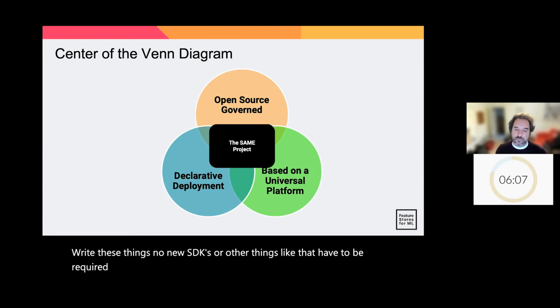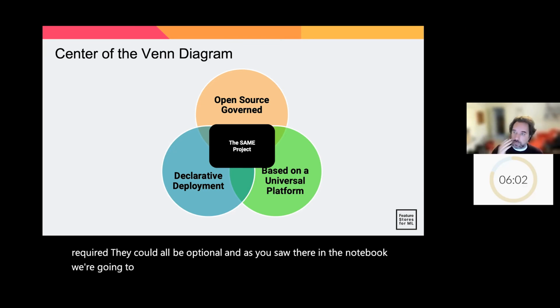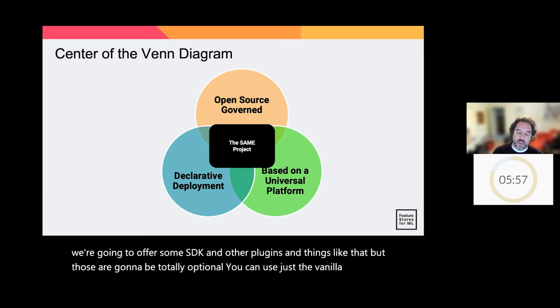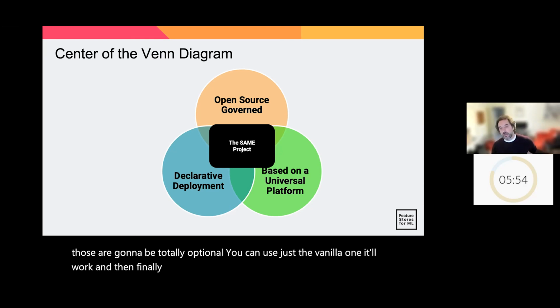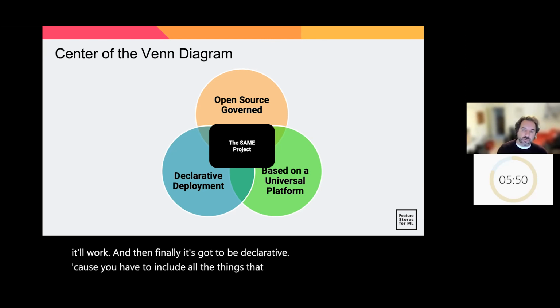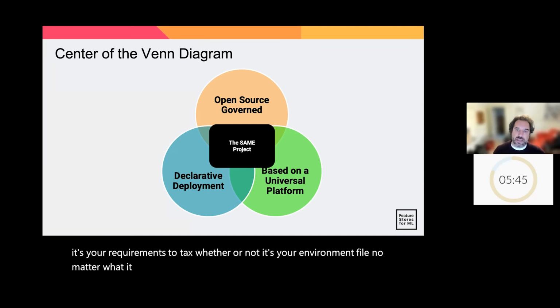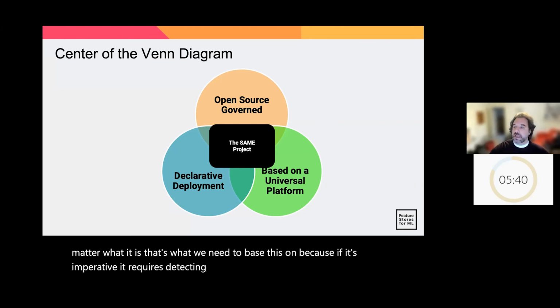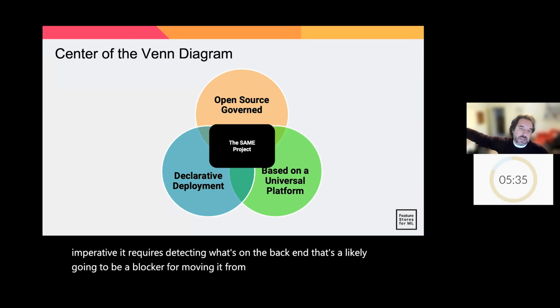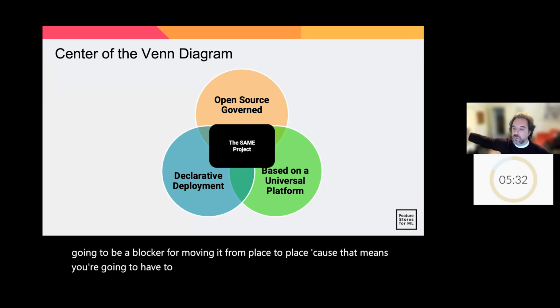They can all be optional. And as you saw there in the notebook, we're going to offer some SDK and other plugins and things like that, but those are going to be totally optional. You can use just the vanilla one and it'll work. And then finally, it's got to be declarative, because you have to include all the things that are important, whether it's your requirements.txt, or your environment file, no matter what it is, that's what we need to base this on. Because if it's imperative, if it requires detecting what's on the back end, that's likely going to be a blocker for moving it from place to place, because that means you're going to have to know who's using what and at what time.